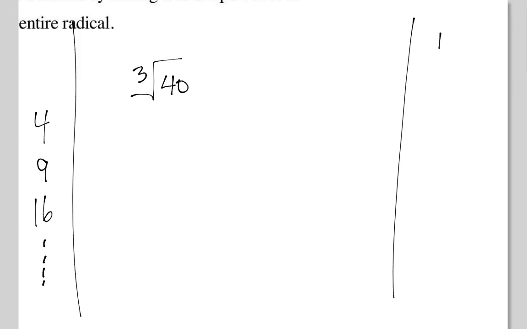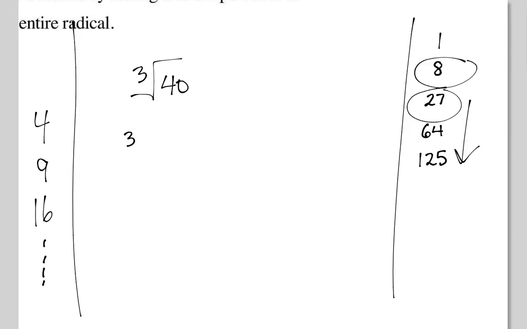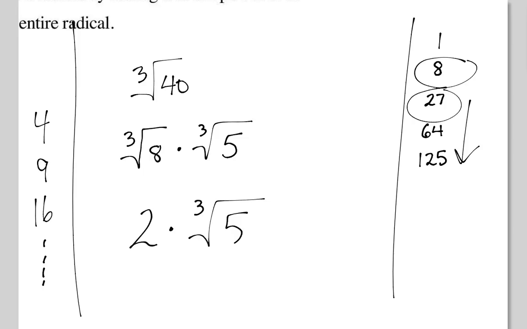The cubes. 1 times 1 times 1. 2 times 2 times 2. 3 times 3 times 3. 4 times 4 times 4. 5 times 5 times 5. Now for this question, 40, clearly 27 and bigger, they're not going to work, right? So it's got to be 8. So we can change cube root 40 to cube root 8 multiplied by cube root 5. And then the cube root of 8 is perfect. It becomes 2. So it's 2 times the cube root of 5.